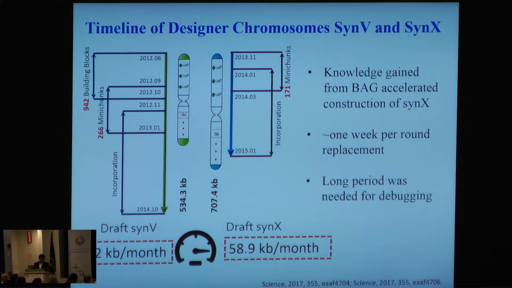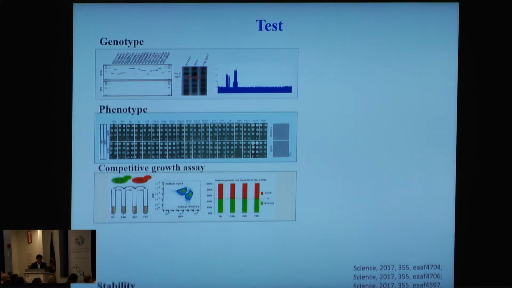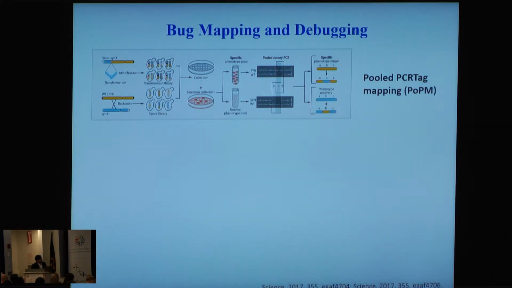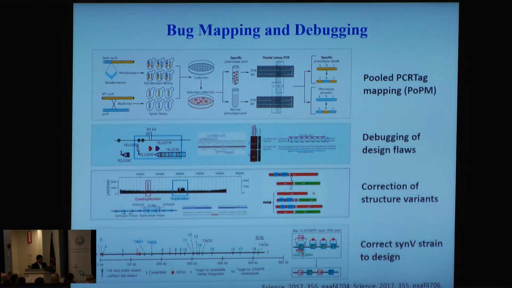And the next is the test. We test the genotype, phenotype, growth, stability, 3D organization, and omics analysis, and the phenotype. All of this should be near the wild-type phenotype, so we get a better one. If there is something wrong, such as a growth defect, then we should do bug mapping. So we developed a bug mapping method called PCRTag mapping, and developed several different types of bug mapping.